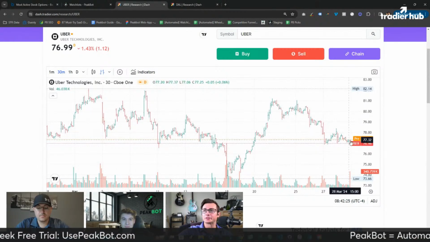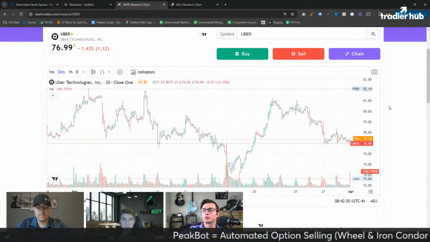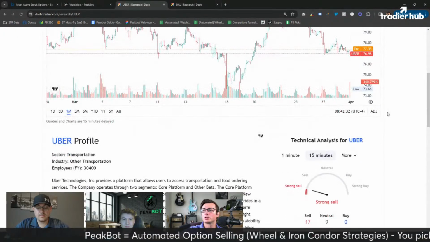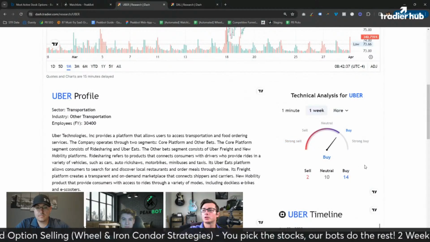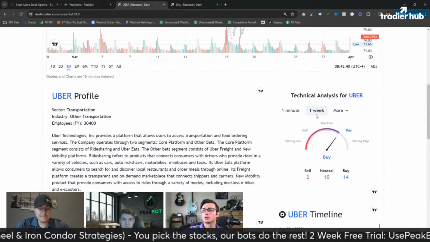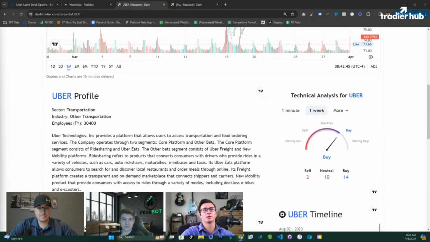It does look like there's a short-term downward trend starting to form. But overall, just pretty choppy. If we take a look at the technical analysis tool, we're going to look at 1 week, see how that just shifted from the 15-minute to the 1 week. We've got 2 sell signals, 10 neutral, 14 buy. We've been watching Uber for a couple of weeks now. There are 48 analysts reporting on Uber. About 94% of them are saying it's a strong buy or a buy. Only 6% of them are saying it's a hold.